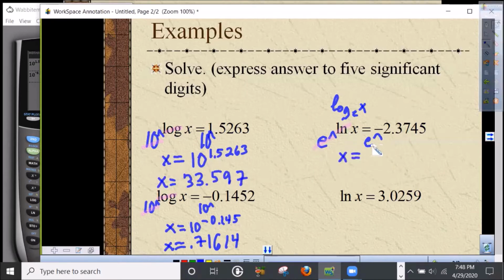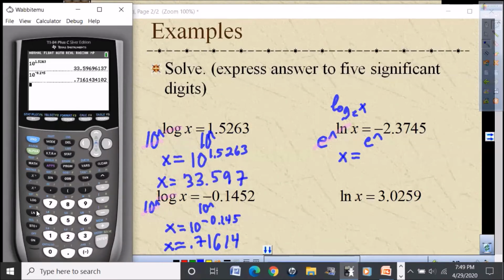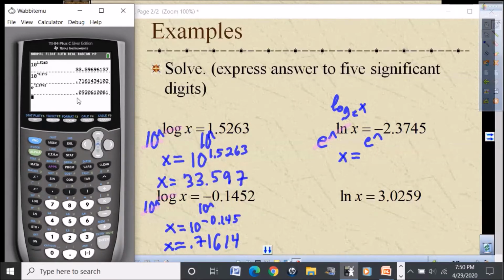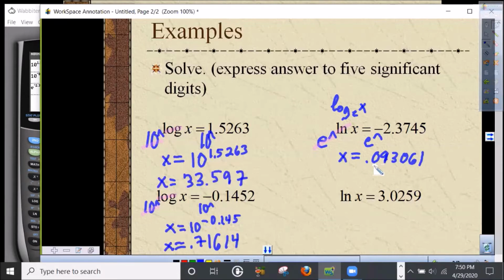Now on a calculator, I'll do e to the negative 2.3745. Now on most calculators, e is associated with the same button that you see natural log. And in this case, we hit second natural log, and we start getting an exponential function with a base e. We have e, and we're going to raise it to the power negative 2.3745. We get a result of 0.09306. We'll use the 1 to wrap up our 5 significant digits. The 0 before this 9 does not count as one of our significant digits.